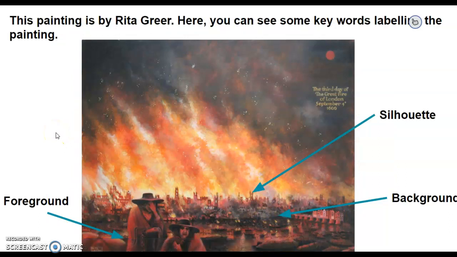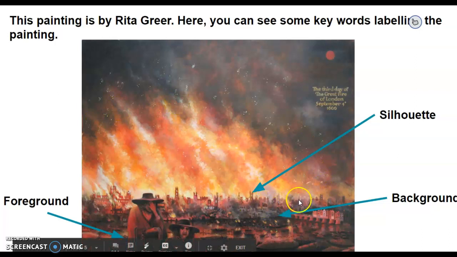And then we're going to look at this painting, and it is by an artist called Rita Greer. And we're going to look at some key words, okay, to help us when you're creating your artwork today. So, as we talked about, the background is the furthest away, okay? So you can see in the background here, there are buildings, and you can also see the flame, which is in the background as well. Now, we're going to also think about the foreground. What do you see at the front? So this is what's nearest to you. Now, can you see we've got people and there are boats, and right here is the River Thames as well.